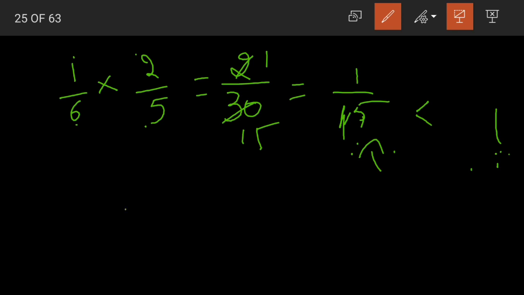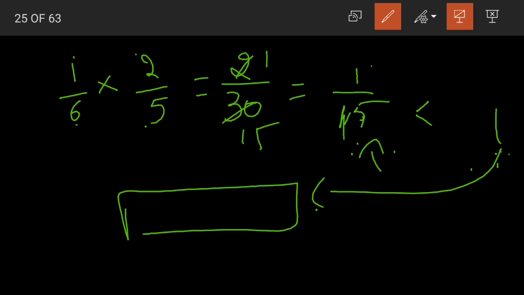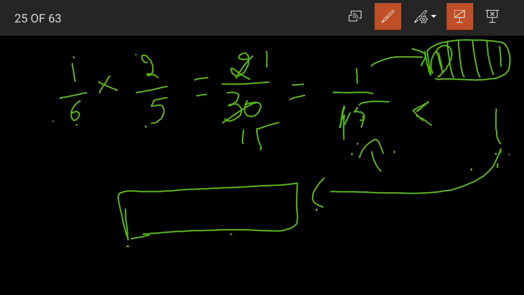How can we say that? Simply, if we apply some logic, suppose you have one packet of biscuits. This is one whole packet, and on the other hand you have one part of 15 parts. If there are 15 biscuits in the packet, you have only one biscuit with you. So is one biscuit greater, or the packet containing 15 biscuits? Obviously the whole packet is greater. So 1 by 15 is less than 1. What did we conclude from this? The product of two proper fractions is less than 1.